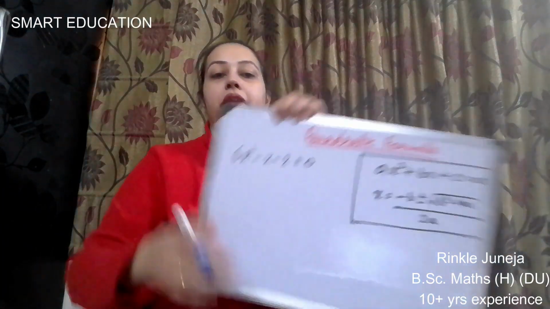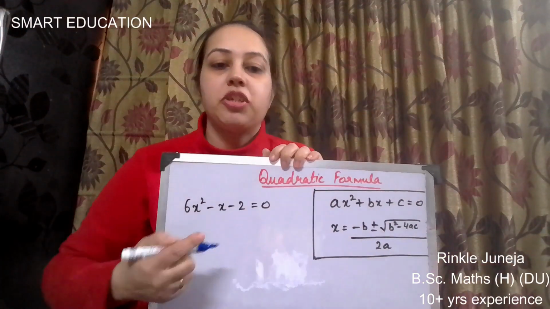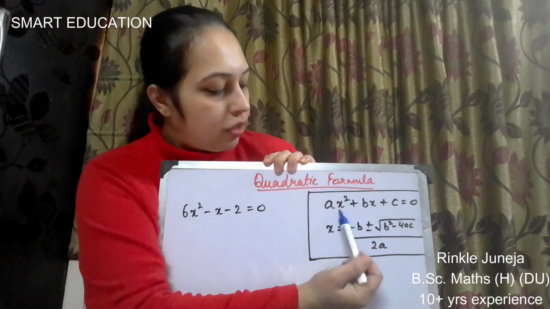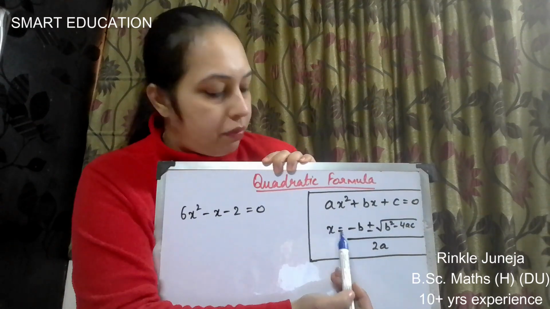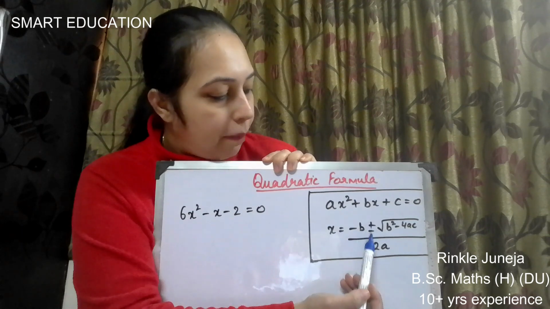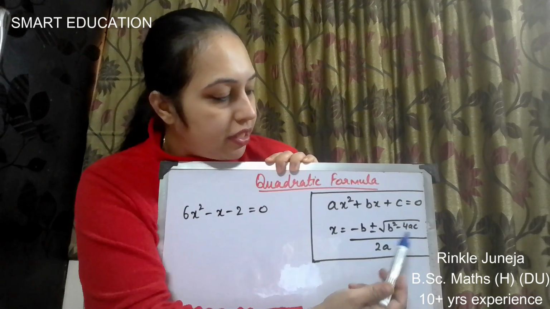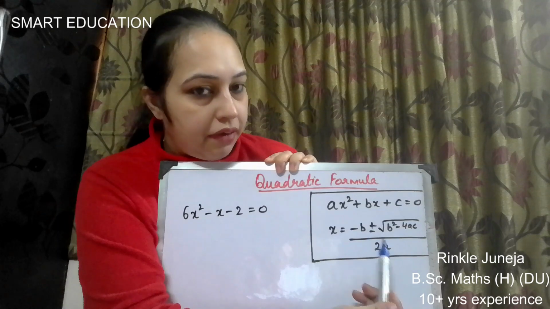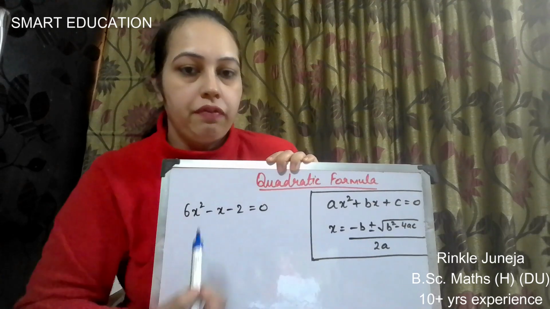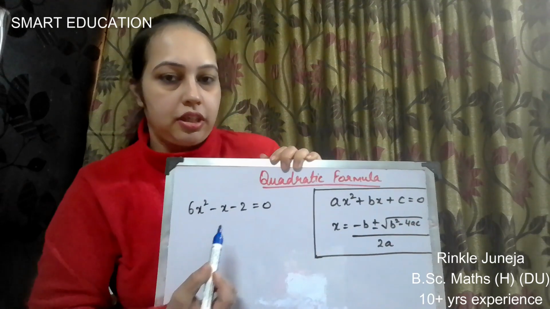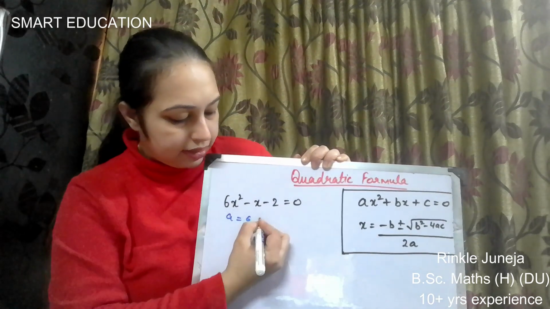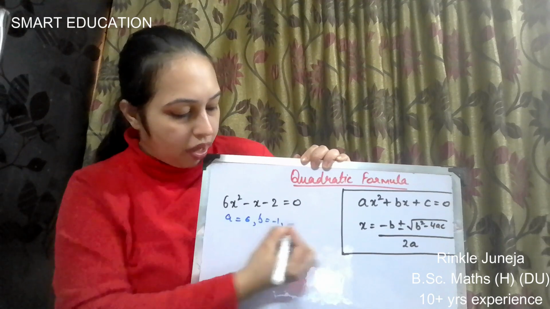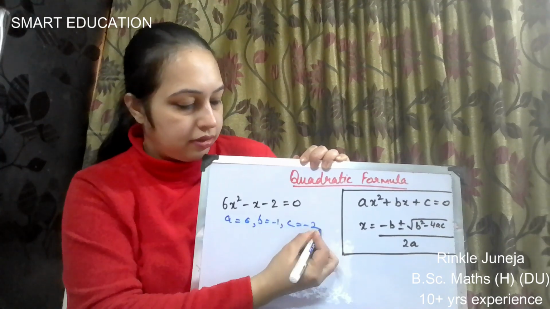Now let's try and solve the same equation using the quadratic formula. Before that, let me share the general formula. If the equation is ax² + bx + c = 0, then the quadratic formula is given as x = (-b ± √(b² - 4ac)) / 2a. So if you compare it with the given equation, we see that a is 6 in this case, b is -1 and c is also -2.